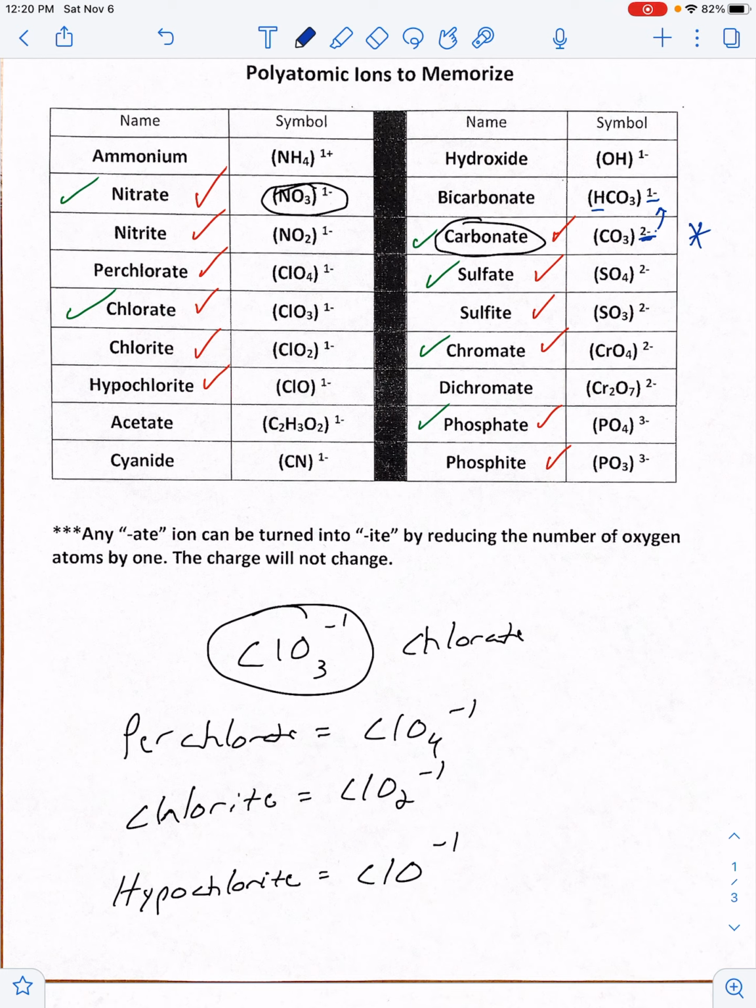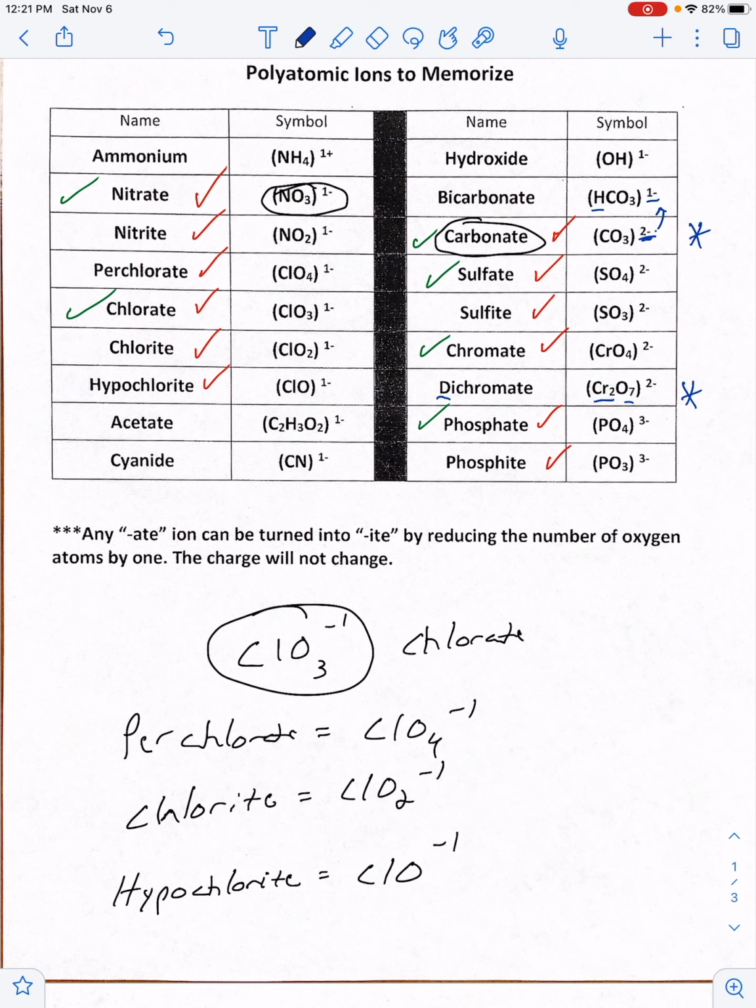Another one that doesn't really follow the naming pattern is dichromate. The only thing I can do to help memorize that is the prefix di means 2. So when you go from chromate to dichromate, now you have 2 chromates, but your oxygen jumps up to 7. I just remember that the chromates double, but the oxygens don't quite double. It just goes up to 7 instead of 8. But your charges still stay the same.